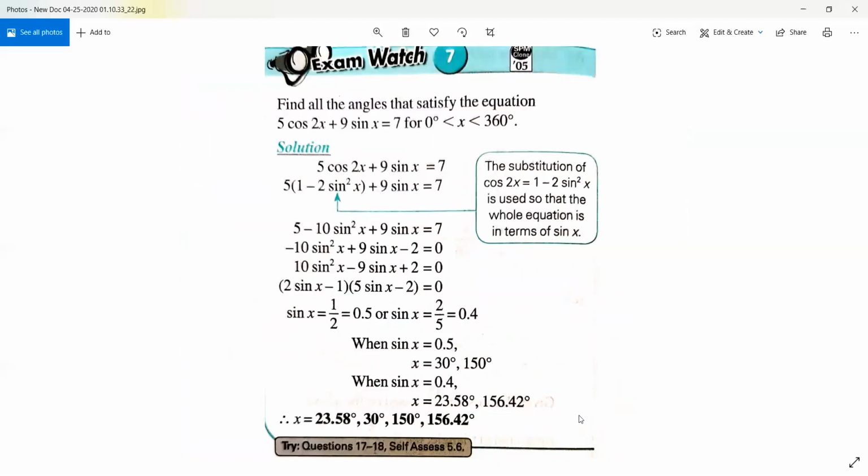Find all the angles that satisfy the equation. Okay, this one is easy. You have cos, you have sine. So we just change the cos to sine, so that the whole equation becomes sine. If the whole equation becomes sine, you'll find out that you get a quadratic equation over here. 10 sine square x minus 9 sine x plus 2 equals 0. So this one is 10x squared minus 9x plus 2. Okay, so you do your quadratic equation. So your sine x equals 1 over 2, which is 0.5, and also equals 0.4. So if you find 2 answers, then you have to work out both answers. Okay, remember.